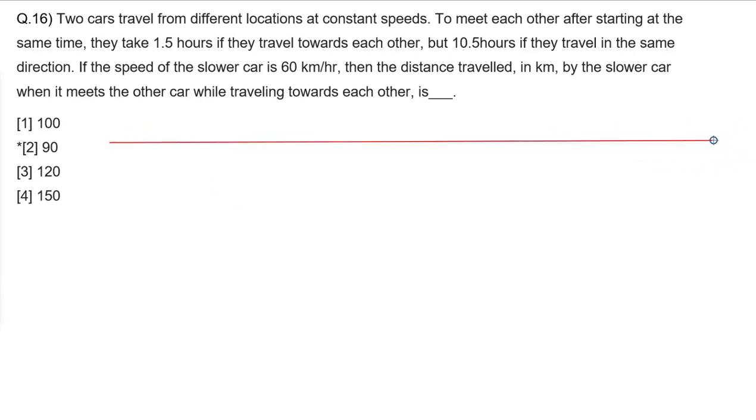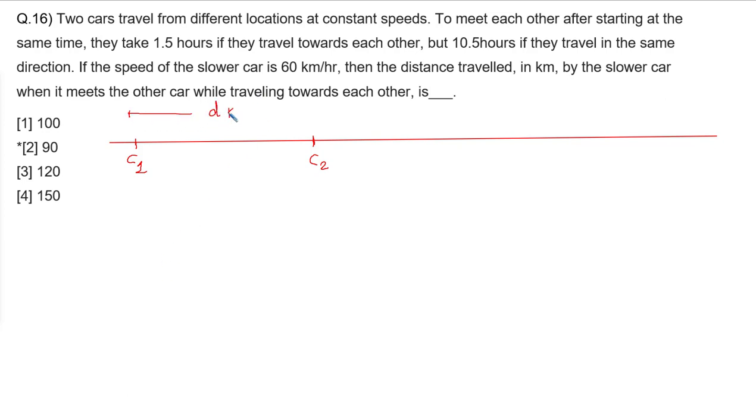So let's draw a diagram first of all. The two cars are like this. Car 1 is over here. Car 2 is over here. The distance between these two cars is, let's say, d kilometers. Then the speed of the slower car: look here, if they travel in the same direction, still they are going to meet. It means car 1 is the faster car and car 2 is the slower car. Now the speed of the slower car is 60 km per hour. So let's take the speed of the faster car as x km per hour.